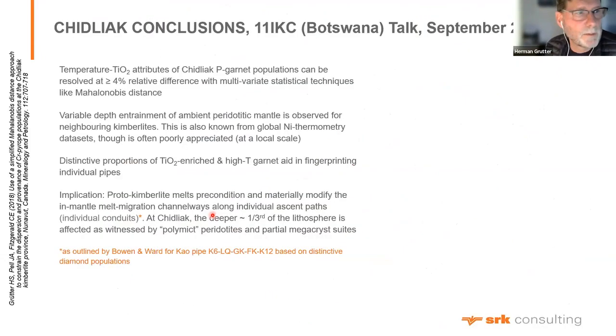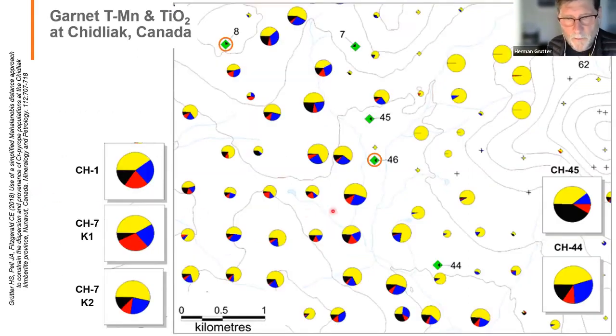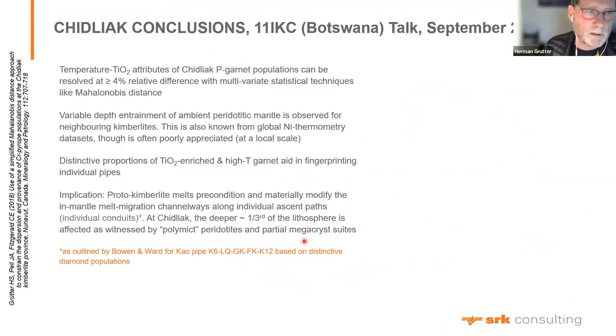I don't think there's much more I need to add about Chidliak. We did a statistical study on this data set just because it became quite difficult to do manual interpretation of the mixing of all the different components that are represented in this image. And as a result of that statistical study, we ended up with this conclusion: temperature and titanium attributes of Chidliak peridotitic garnet populations can be resolved at greater than or equal to 4% relative difference using multivariate statistical techniques. And the one we used in that talk was called Mahalanobis distance. I was absolutely blown away by the fact that we could see differences of about 4%.